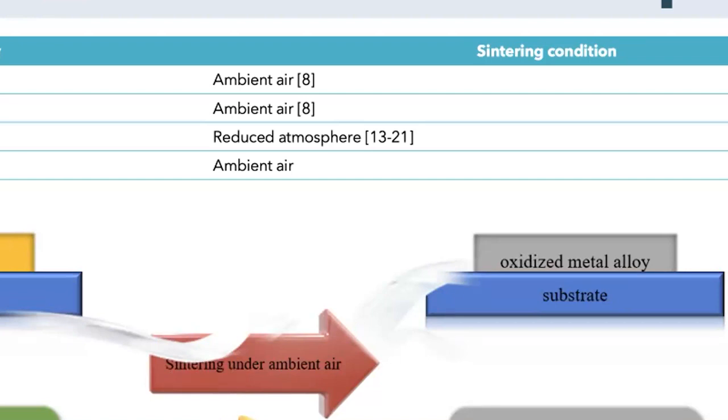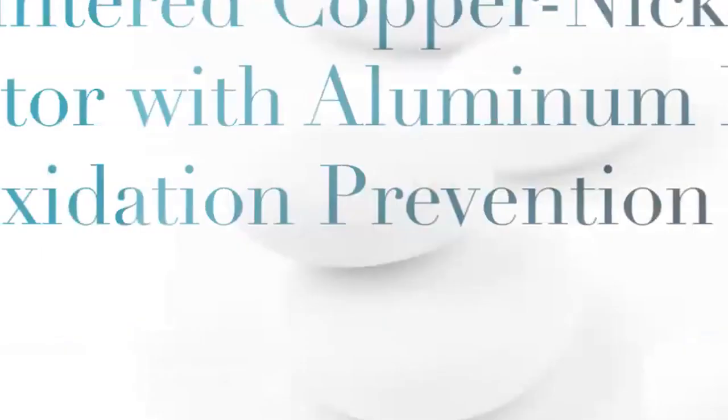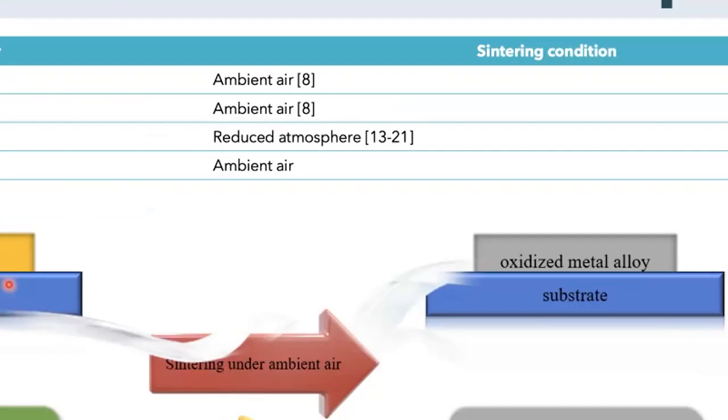So in our research, we do sintering in ambient air. Here we can see that if we have only a metal alloy printed on the substrate and then sinter it in ambient air, the metal alloy will directly oxidize, because the nickel becomes nickel oxide and the copper becomes copper oxide.